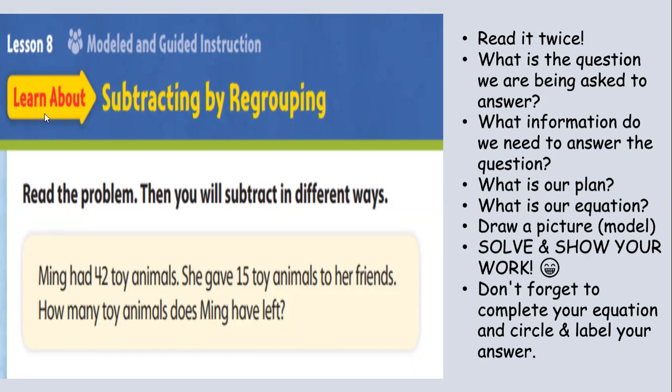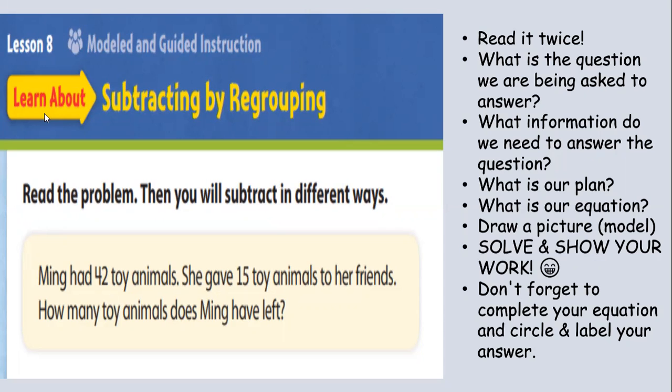We always read word problems twice. Ming had 42 toy animals. She gave 15 toy animals to her friends. How many toy animals does Ming have left? So what is the question we are being asked to answer? What is it that we are being asked to solve? How many toy animals does Ming have left?